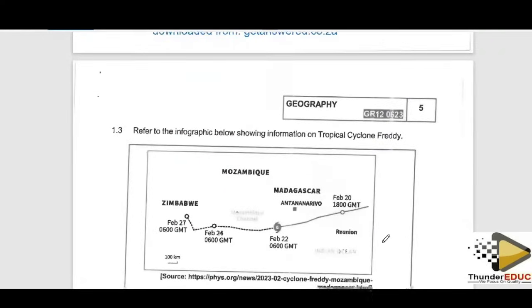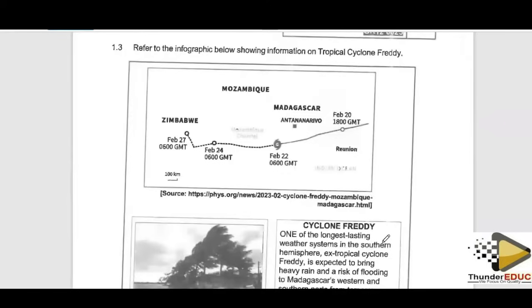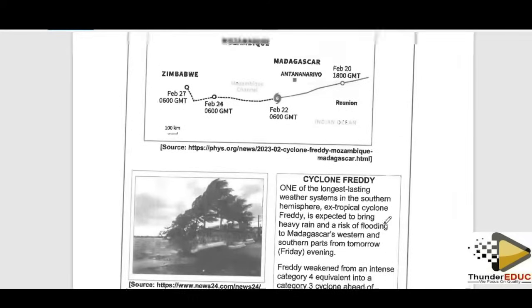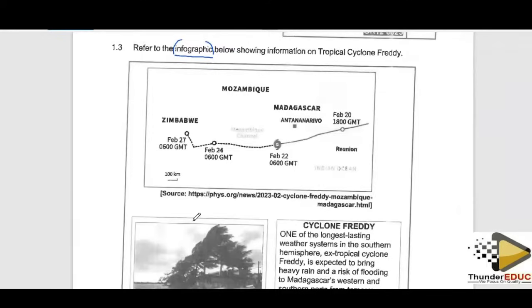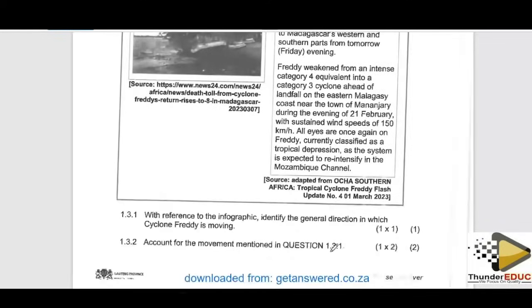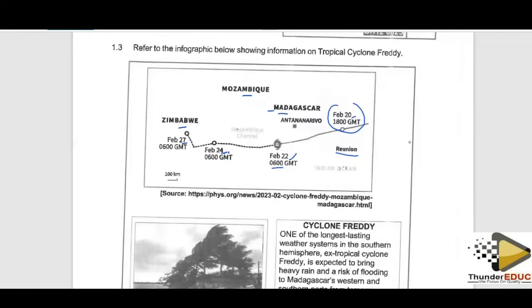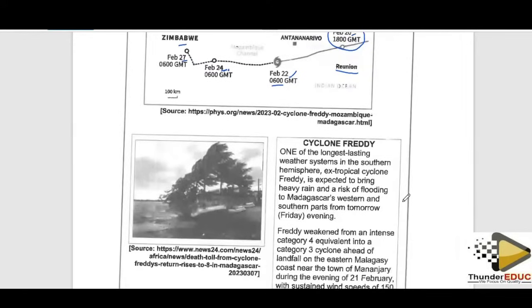which says 1.3. Refer to the infographic below showing the information on tropical cyclone. Now, some learners don't understand when they say infographic. So this is information, right? It is referring to information which will be in the form of pie charts, diagrams, extracts, pictures, like they show you here. So this is all information in a graphic format. All right, so it means Reunion Island as well. Then look at the extract.